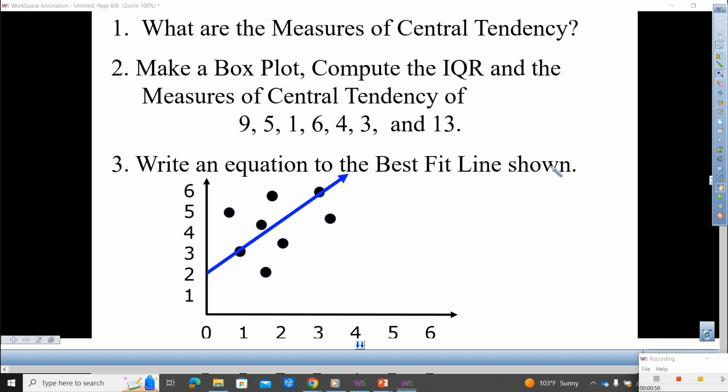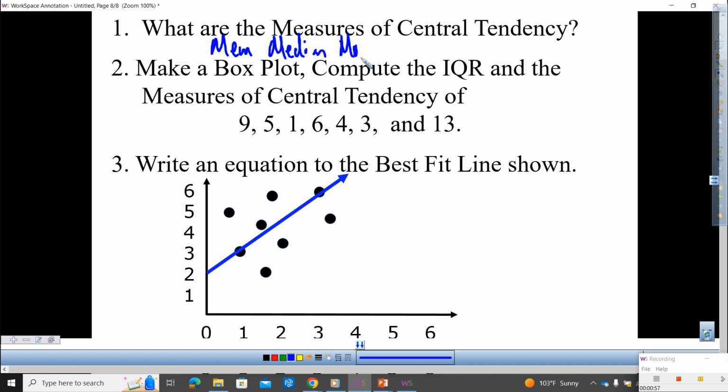All right, so you get us started, please. What are the measures of central tendency? Mia. Mean, median, and mode. That is correct. For number 2, the ascending order is 1, 3, 4, 5, 6, 9, and 13. Is that correct?